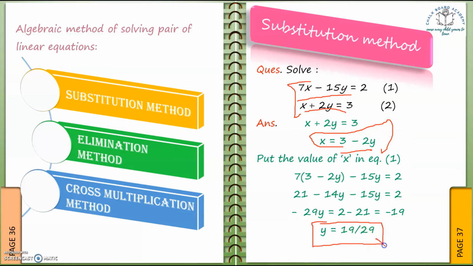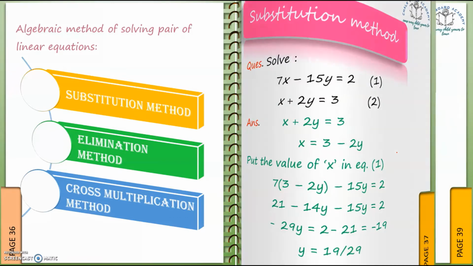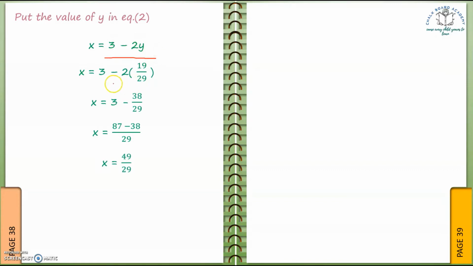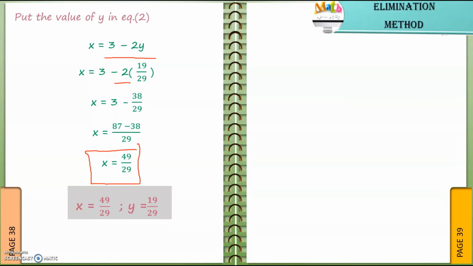Now I have got the answer of y. I can simply put this y in the equation where I have used x, and then find out the value of x also. So let's see. I have put the value of y in equation 2. So x is equal to 3 minus 2y, that is 3 minus 2 multiplied by 19 by 29. After solving it further, we got x as the result, 49 by 29. These numbers were in fractions. Sometimes we get whole numbers, sometimes we get decimals. So don't get scared of the numbers.